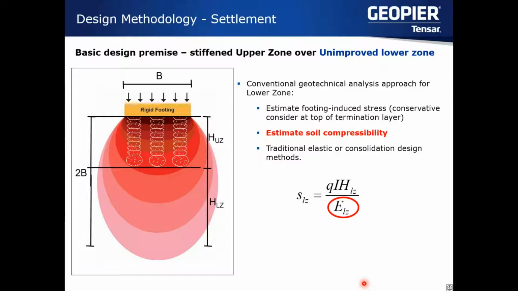After coming up with the settlement calculation, then we'll look at the lower zone beneath our Geopier elements, which is the second component of our analysis. And this is done using a conventional geotechnical settlement analysis. So we'll calculate it using moduli or compressibility parameters for clay soils, if that's what we're dealing with. And then the settlement of the improved zone is the sum of the two.